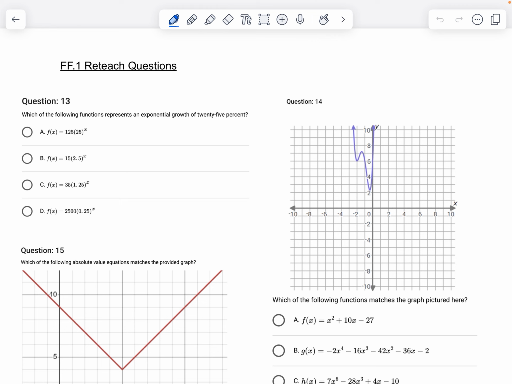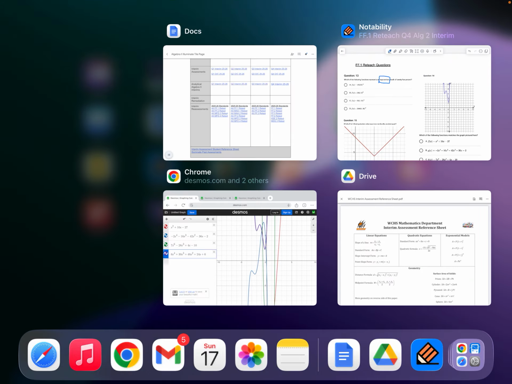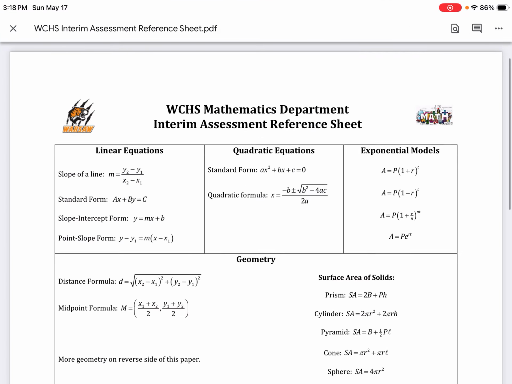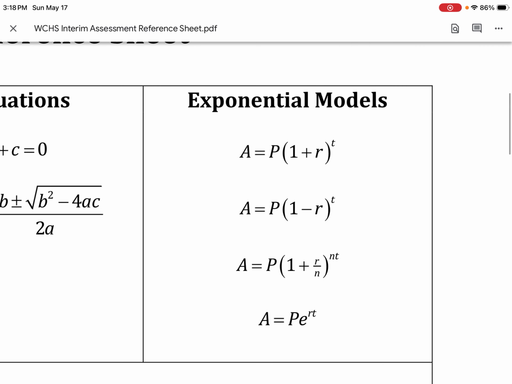So 13 says, which of the following functions represents an exponential growth? Okay, we've talked about this before. Anytime I see the word exponential, I can go back to that reference sheet that should be on your desk and see that we have the word exponential over here. If I'm growing something, if I said I have a dog and I'm growing my family to have more dogs, well, what am I doing? I am adding the number of dogs together. So the one that we are looking for would be the first one.